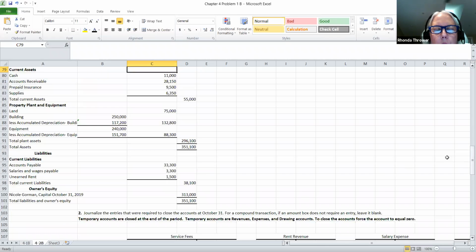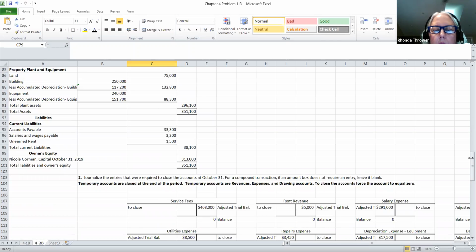In part 2 of this problem, they're asking us to journalize the closing entries. And you'll remember that we said that closing entries consist of temporary accounts that are closed at the end of the period. Our temporary accounts are going to be all of our revenue accounts, our expense accounts, and our drawing accounts. When we close them, we're forcing the accounts to equal 0.